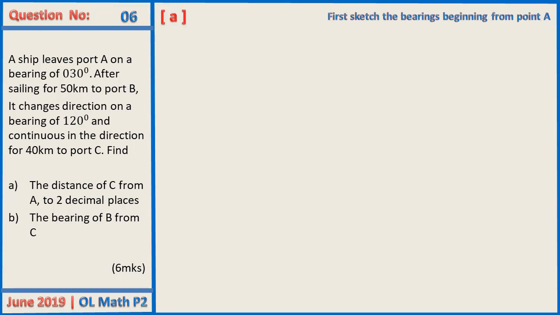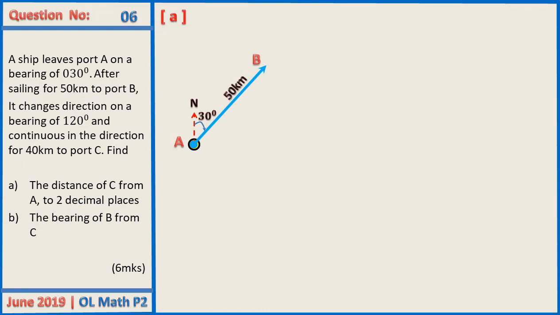So the first thing to do here is to sketch the bearings from point A. And remember that bearings are measured clockwise from the north. The direction of north is upwards on your paper. North, as it is indicated, you can see the north there. We now measure an angle of 30 degrees and move a distance of 5 kilometers to point B. This is how we sketch the diagram.